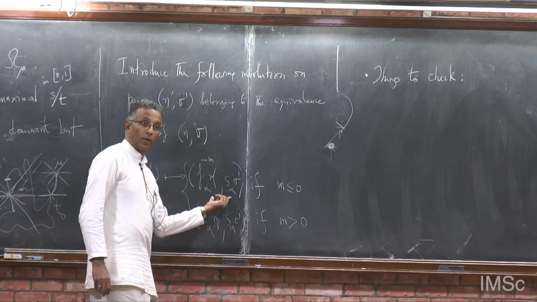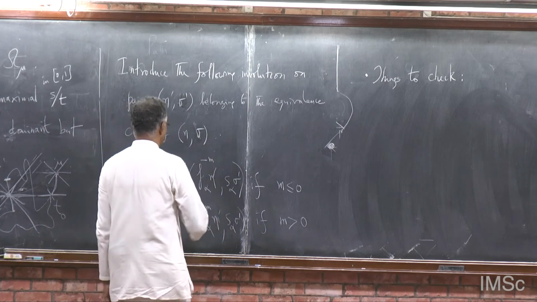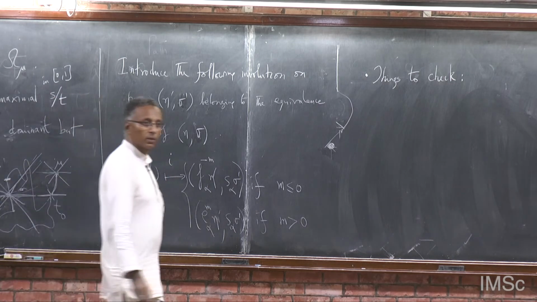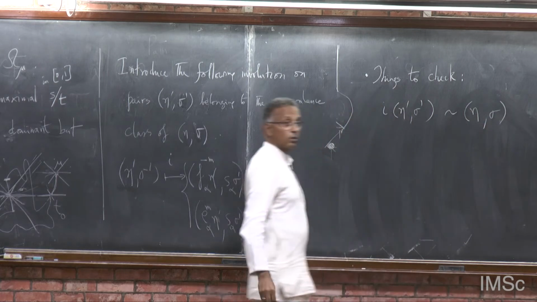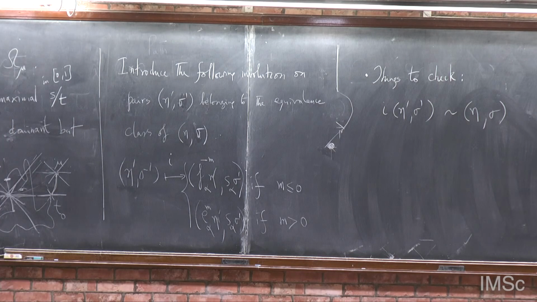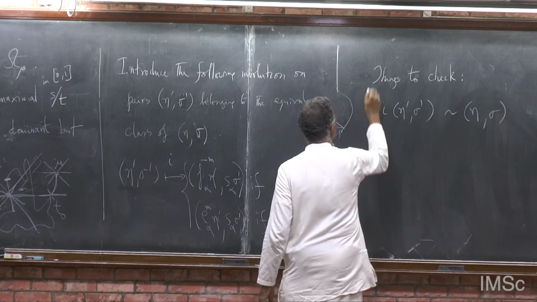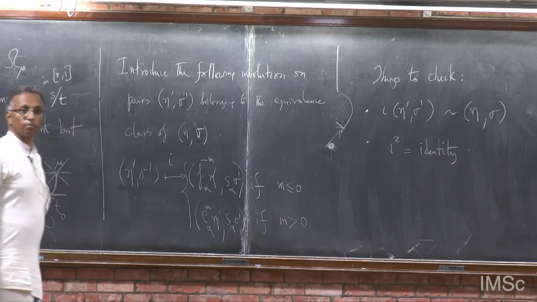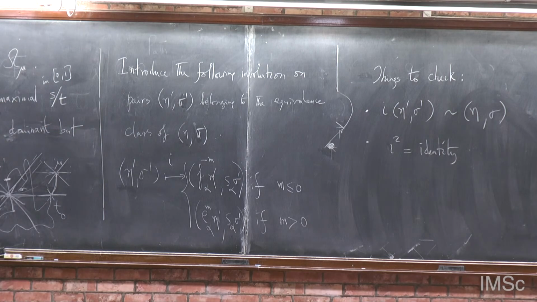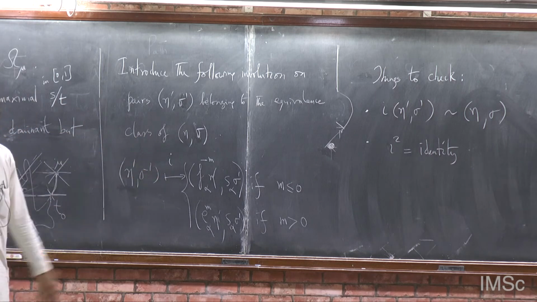So this thing belongs to the same equivalence class, right? Okay, let's call this I, okay? So I of eta prime sigma prime is equivalent to, this is what we need to check. It's in the same equivalence class, right? And what else? I square is identity. Okay. Anything else to check? Yeah, I mean, maybe this is too strong. This is more than required, but enough to check.